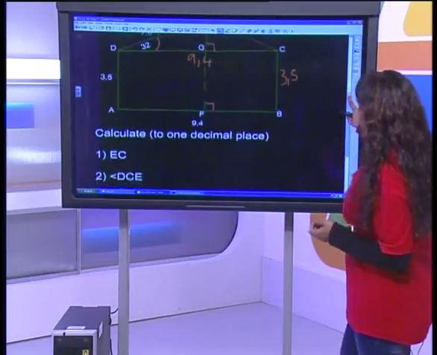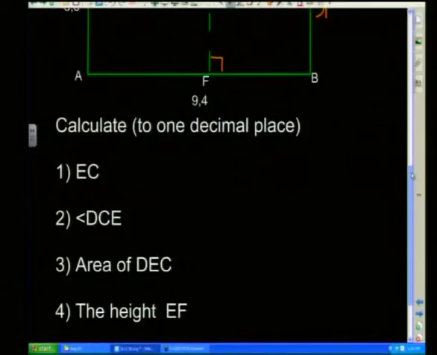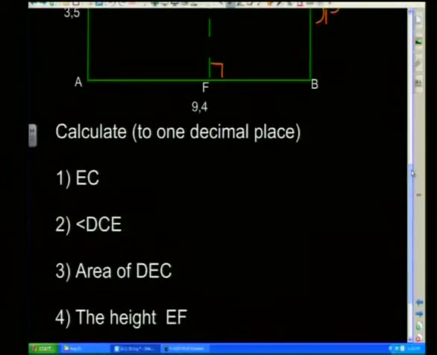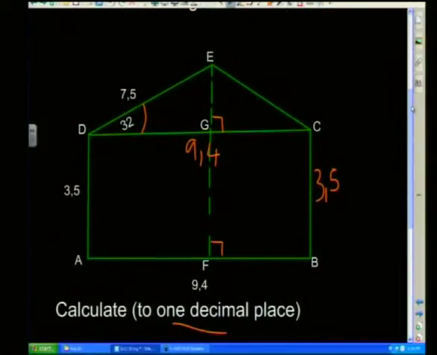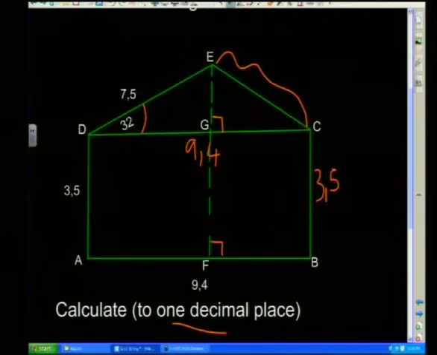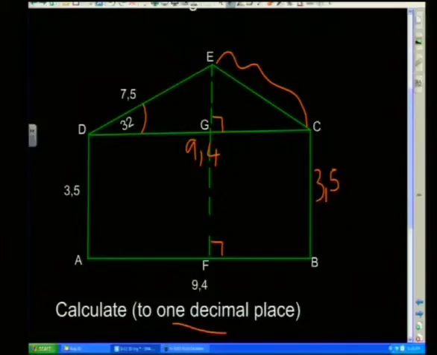The first question says calculate, and this time they tell you to 1 decimal place, the length of EC. If we look at our diagram, EC is the other side of the roof, the other side of the triangle. It's the only side of that triangle, EDC, that is not known. Remember, we've got DC because we know what AB is, and DE was given to us. So we're looking for EC.